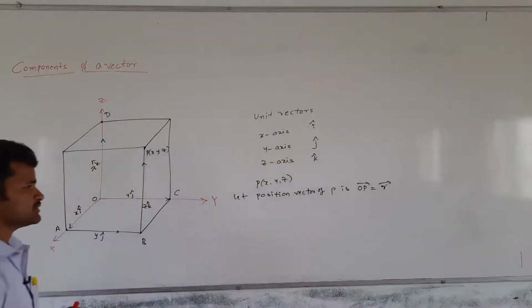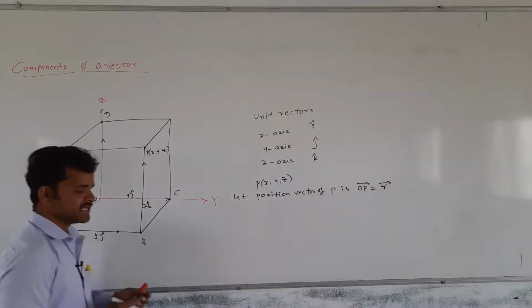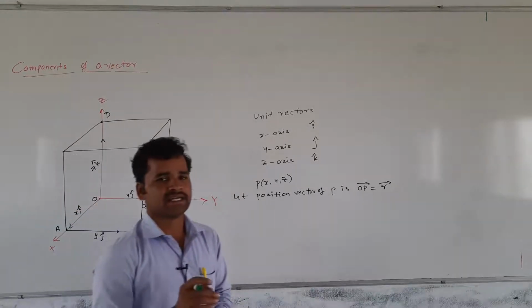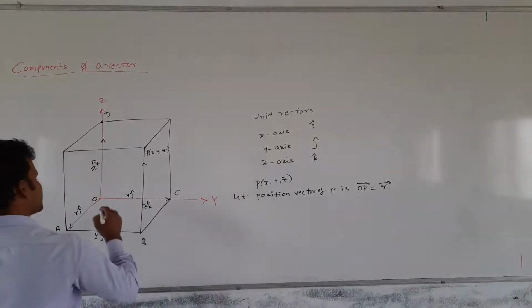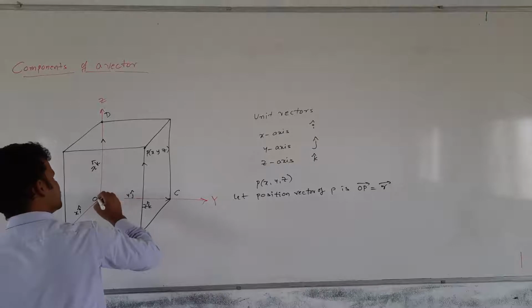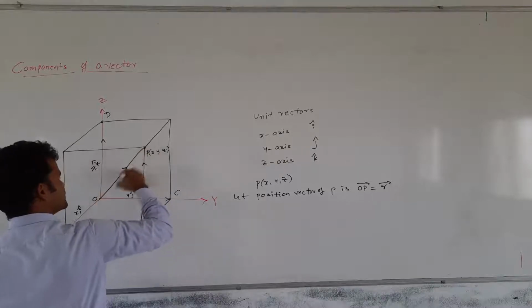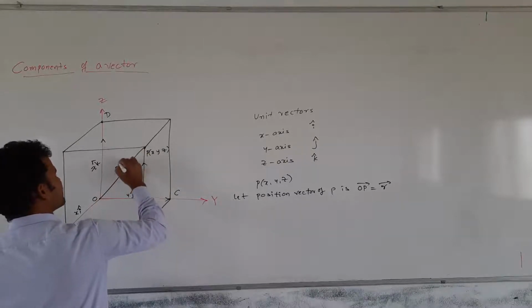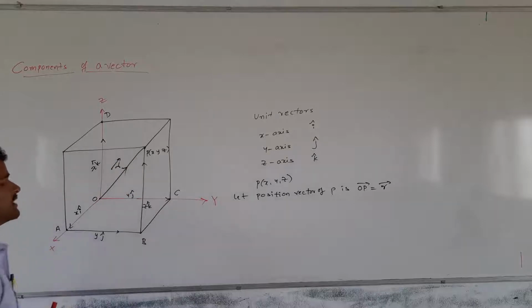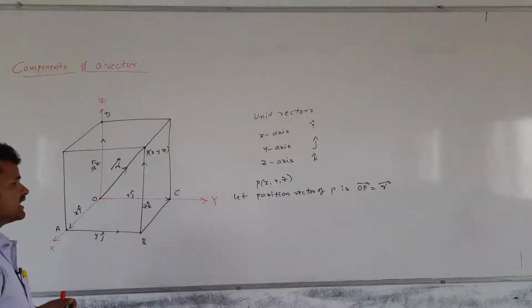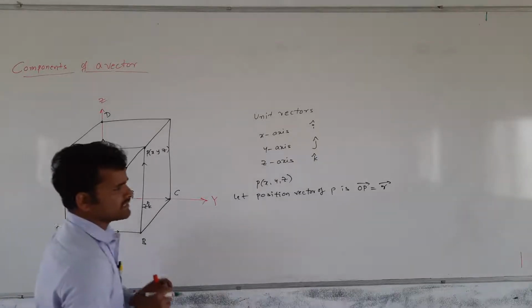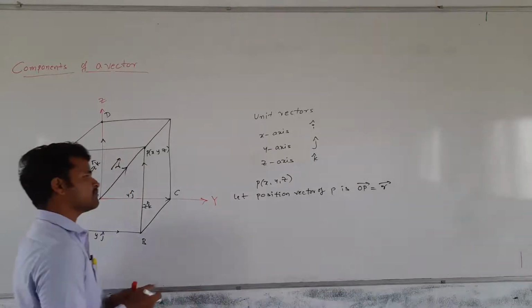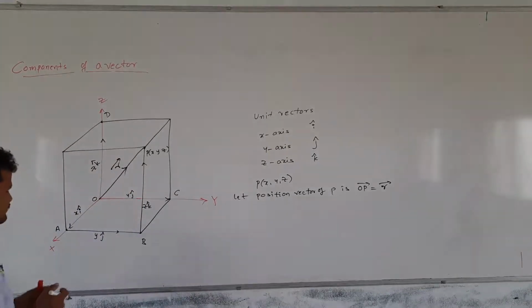OP is the position vector. I told you already about the position vector. Position vector means it will start from the origin and end at the given point. OP is the position vector of the point P. Now from the origin, if you join, this will be the OP vector and it will be taken as R bar. I have taken vector OP as vector R bar. Now vector R bar we will write in terms of component form. How will you write the component form?